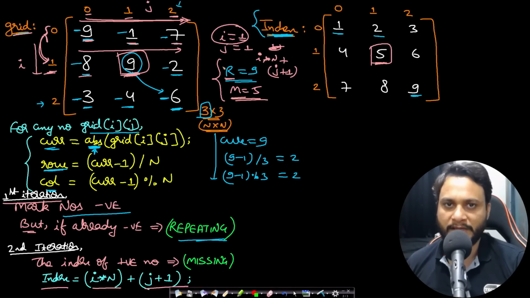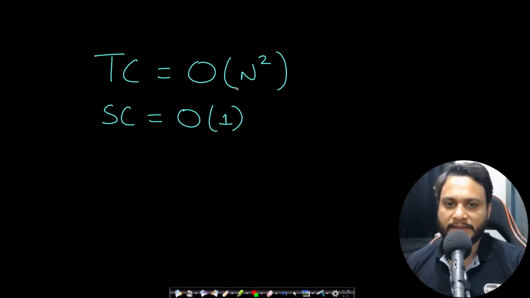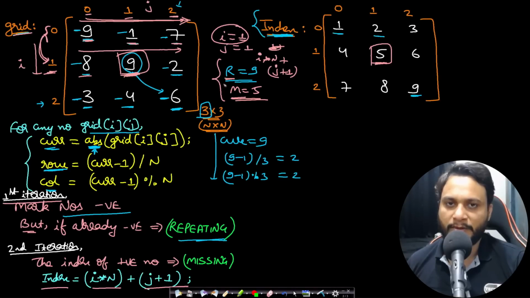Okay, so this is in place. This does not require extra space, and the time complexity for this is order of n square. Space complexity is order of 1. There is another optimal technique using maths which is explained in the other video. The link for that will be in the description below. Now let's look at the code.